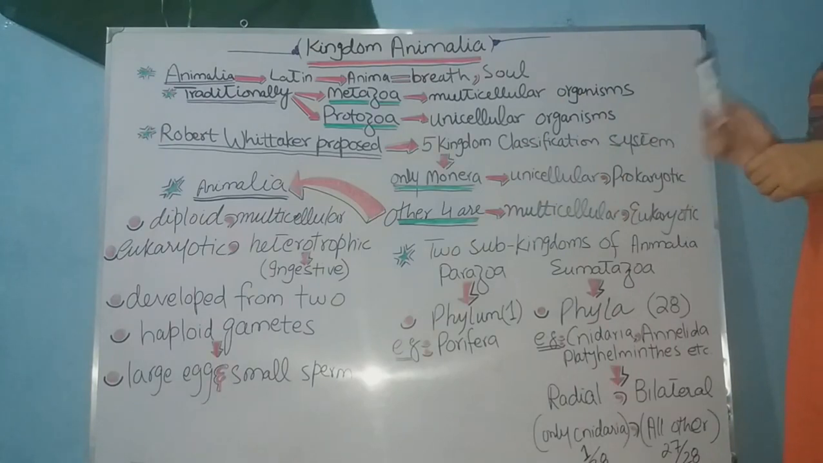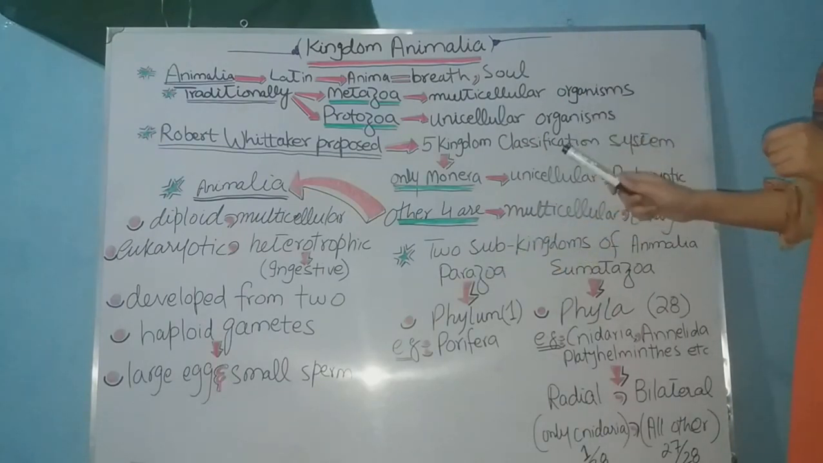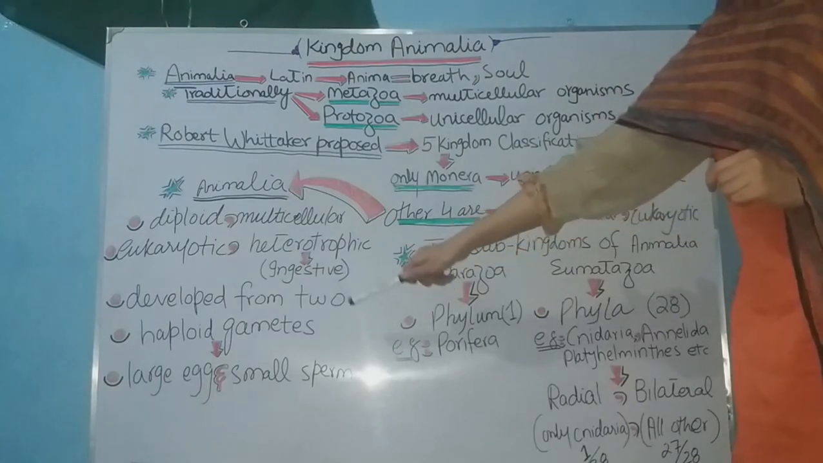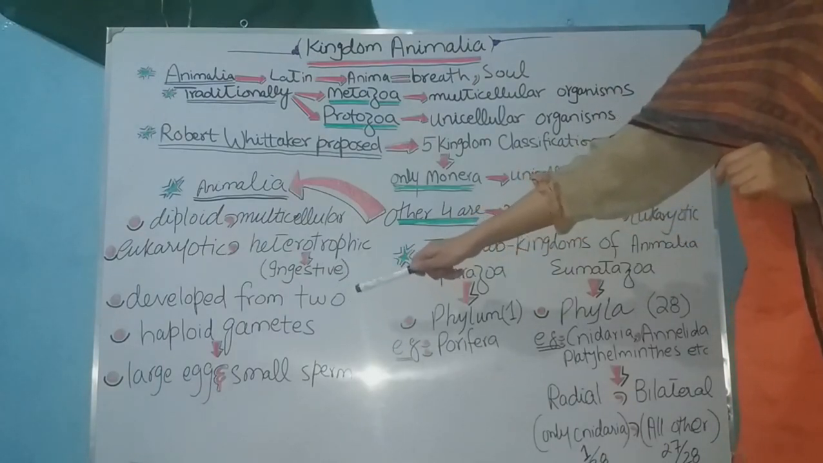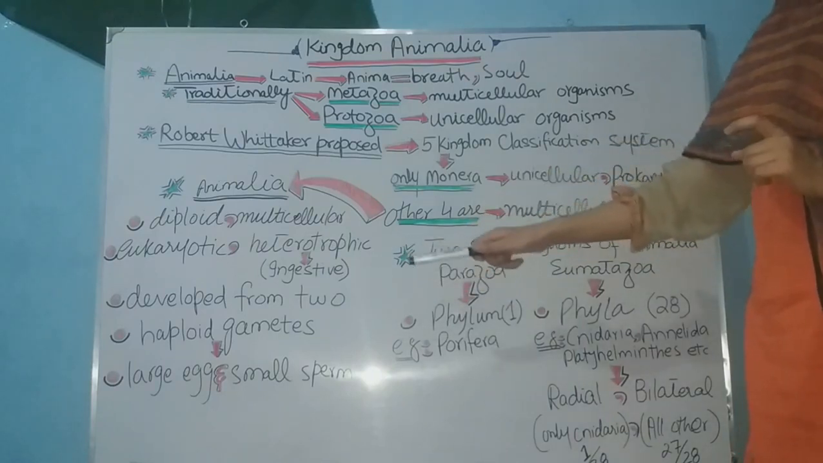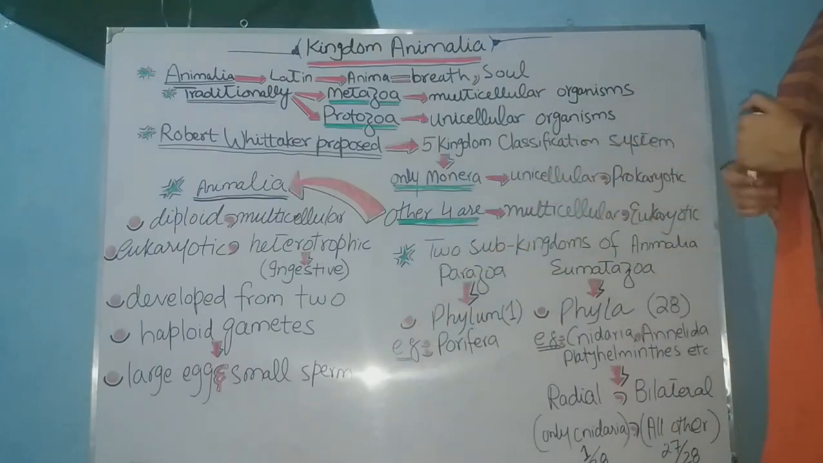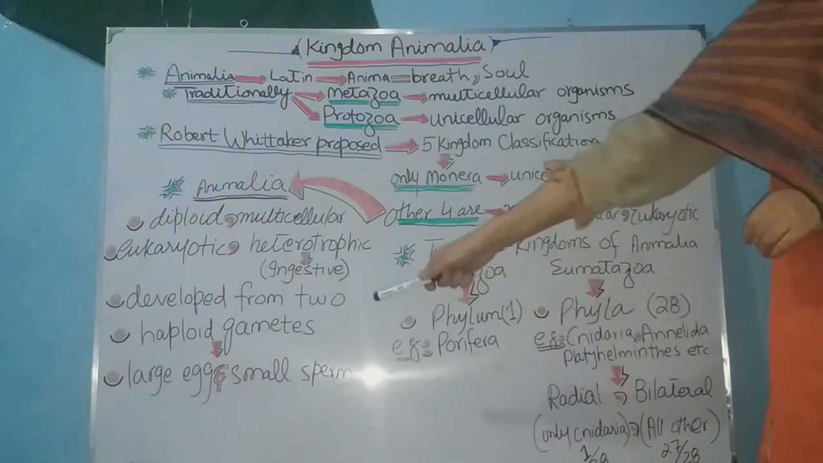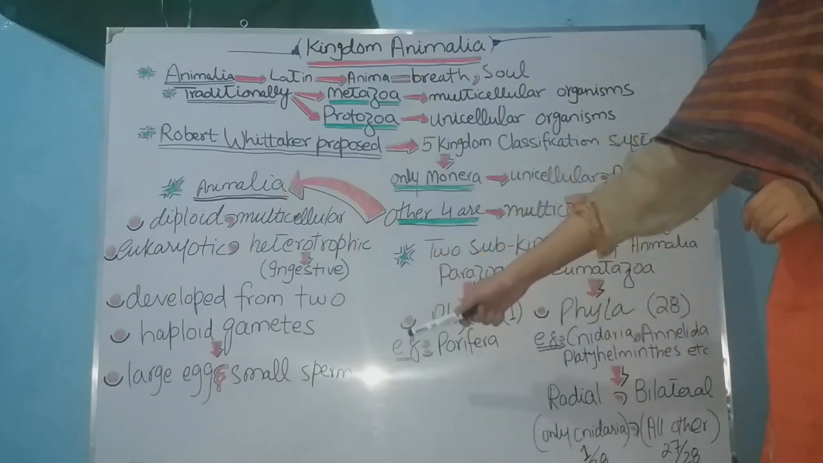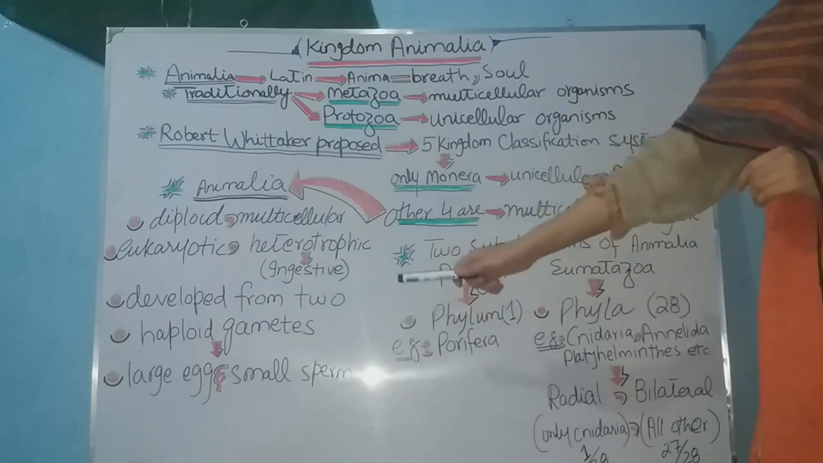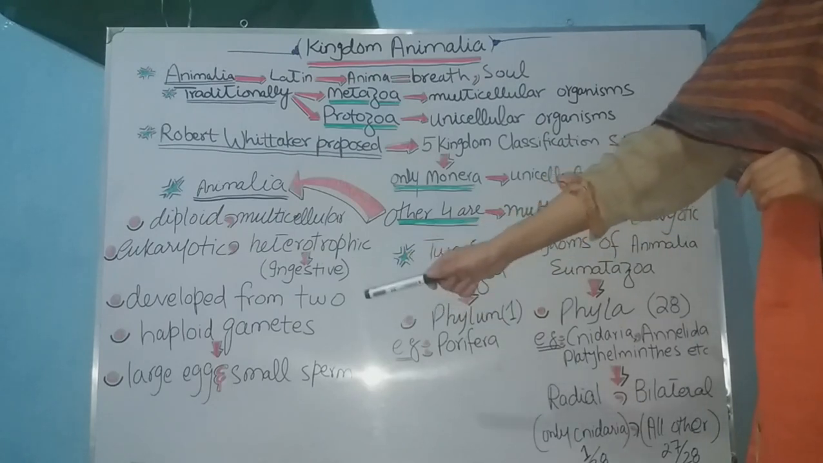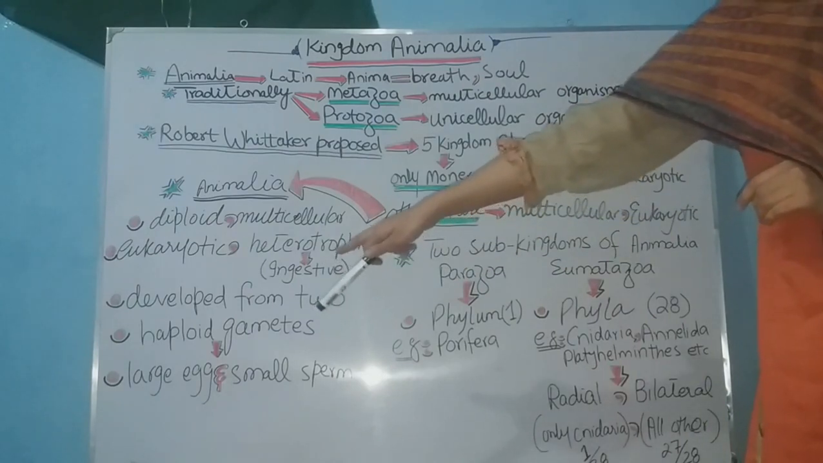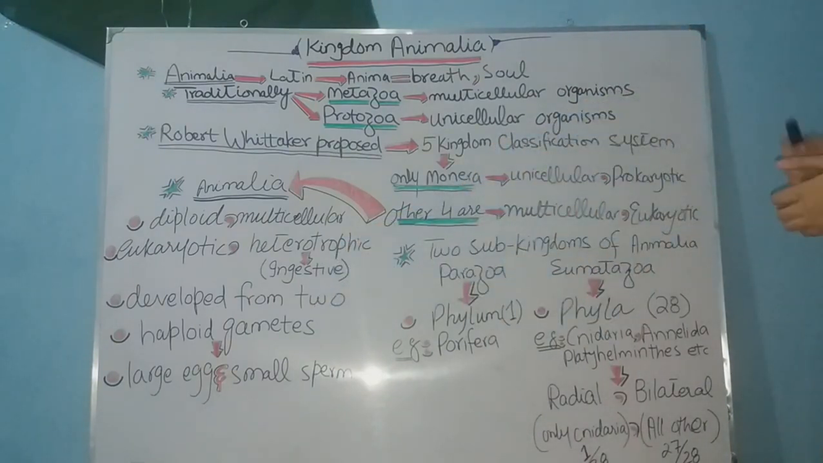And one more thing, the organisms of kingdom Animalia develop from two different types of haploid gametes. These two haploid gametes are of two types, male gamete and female gamete. The male gamete is smaller in size and is known as sperm, while the female gamete is larger in size and is known as egg, as I have written at the corner of my board.